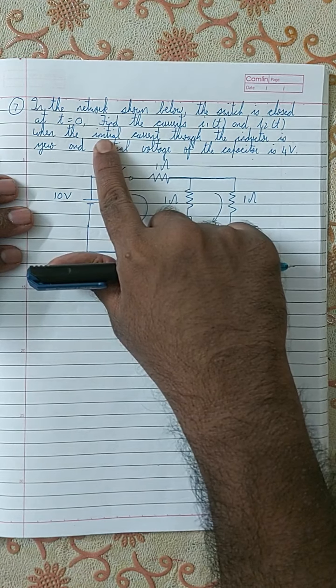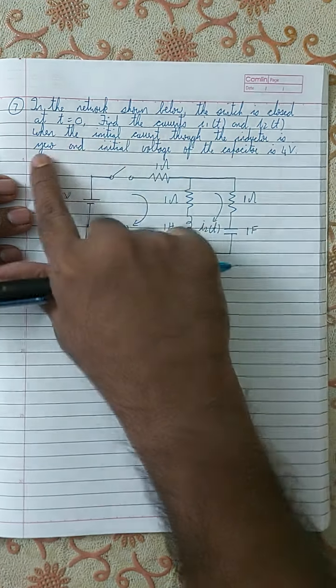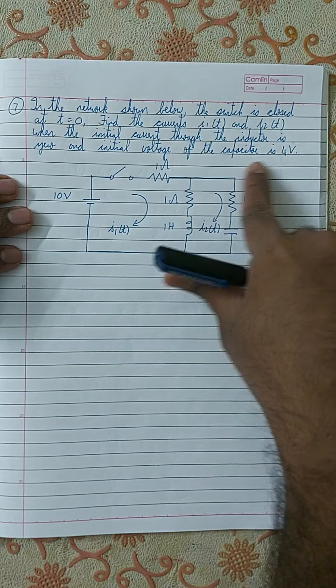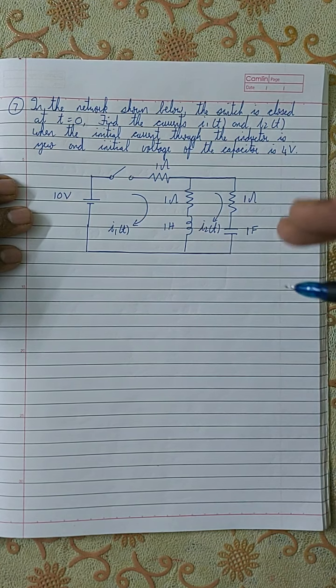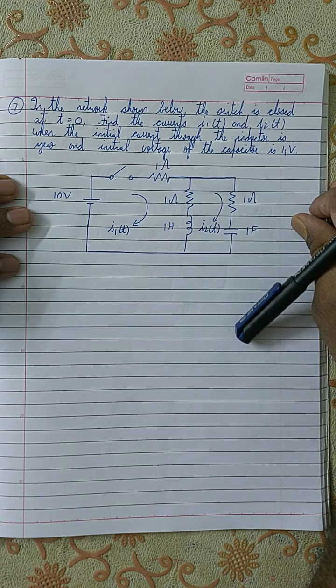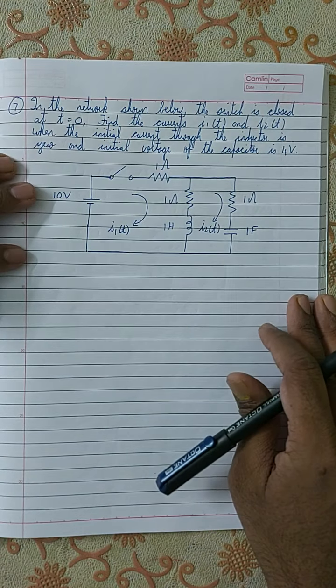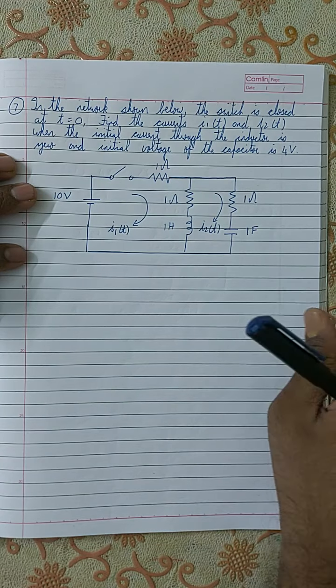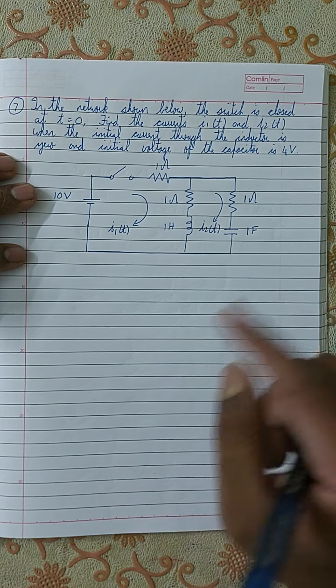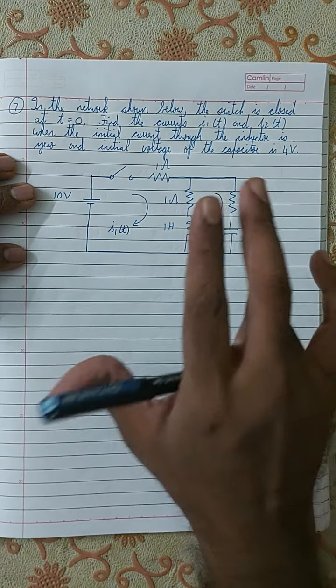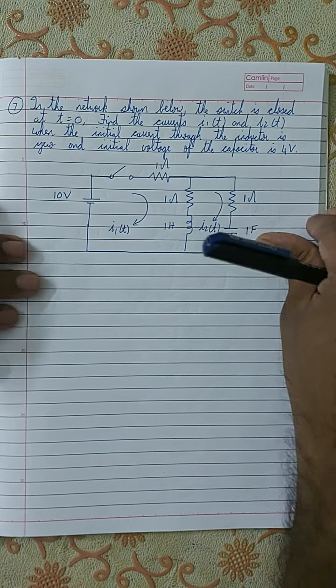That's why it's written over here: the initial current through the inductor is 0 and the initial voltage of the capacitor is 4 volt. So the initial conditions are already given. All you need to do is simply apply Laplace transform to this question, then find the value of I1 of s and I2 of s, and then find the inverse of I1 of s and I2 of s. That is the meaning of this question. So let's do this question.